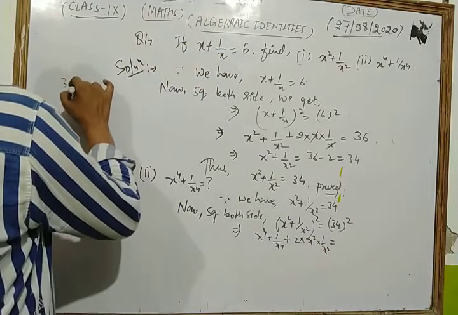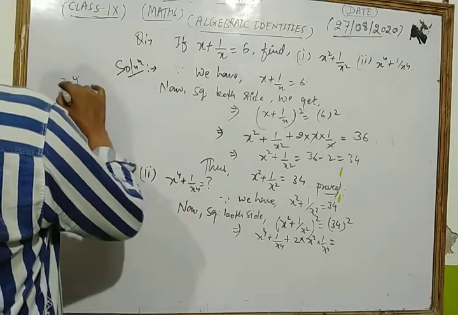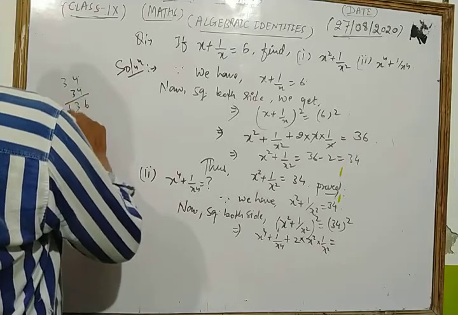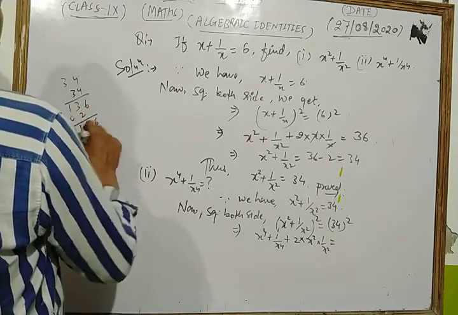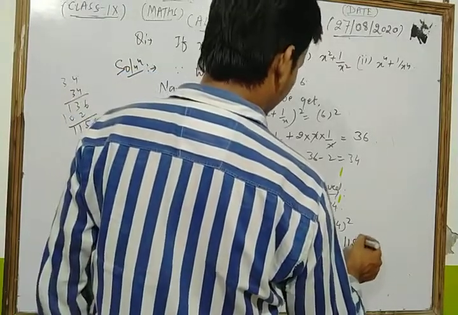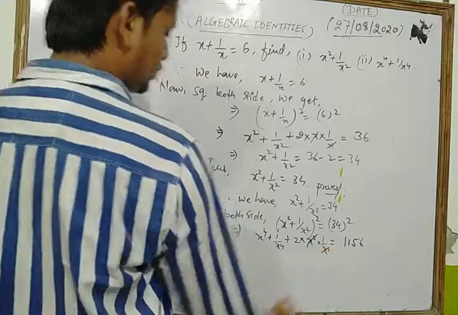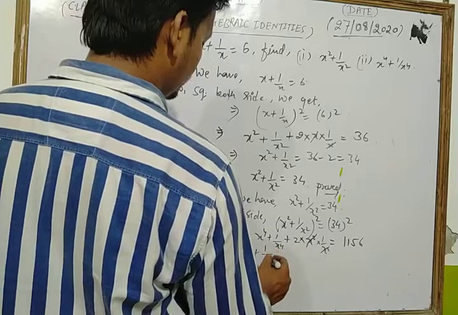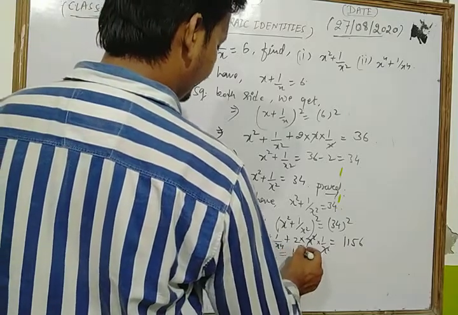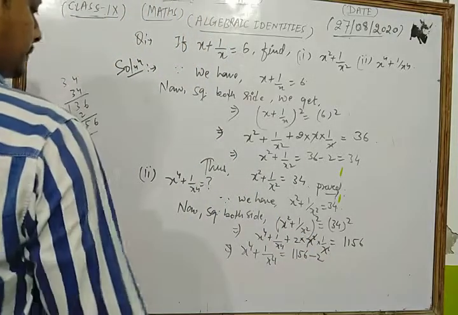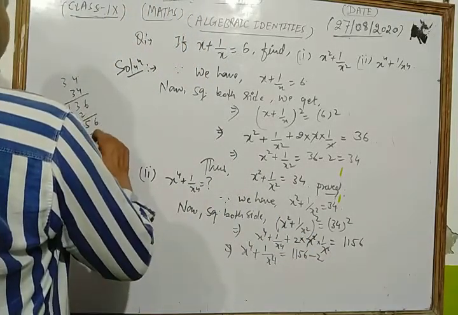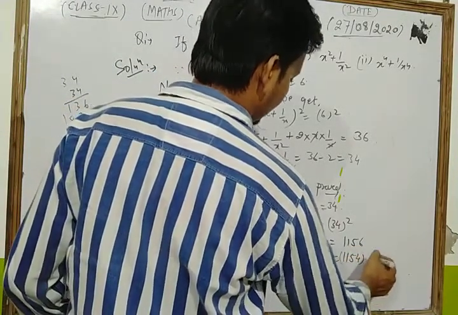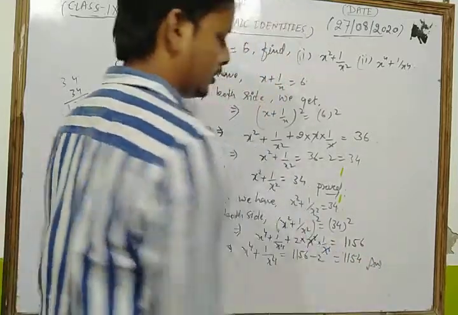So we get 34 into 34. What do we get? We get 1156. Now the 2 into x square into 1 upon x square, the x square cancel each other, so we get x power 4 plus 1 upon x to the power 4 is equal to 1156 minus 2, and after subtracting them we get 1154. This is our required answer.